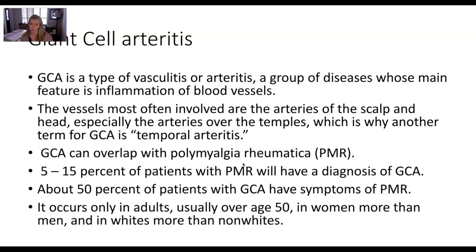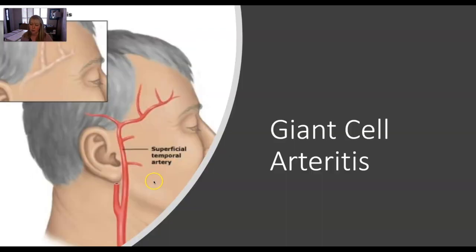It can overlap with PMR. So 5 to 15% with PMR have giant cell arteritis, and about 50% of patients with giant cell arteritis have symptoms of PMR, usually over the age of 50. So if anyone comes to my office and has temporal headache and they're over the age of 50, I am suspecting that on my differential list.